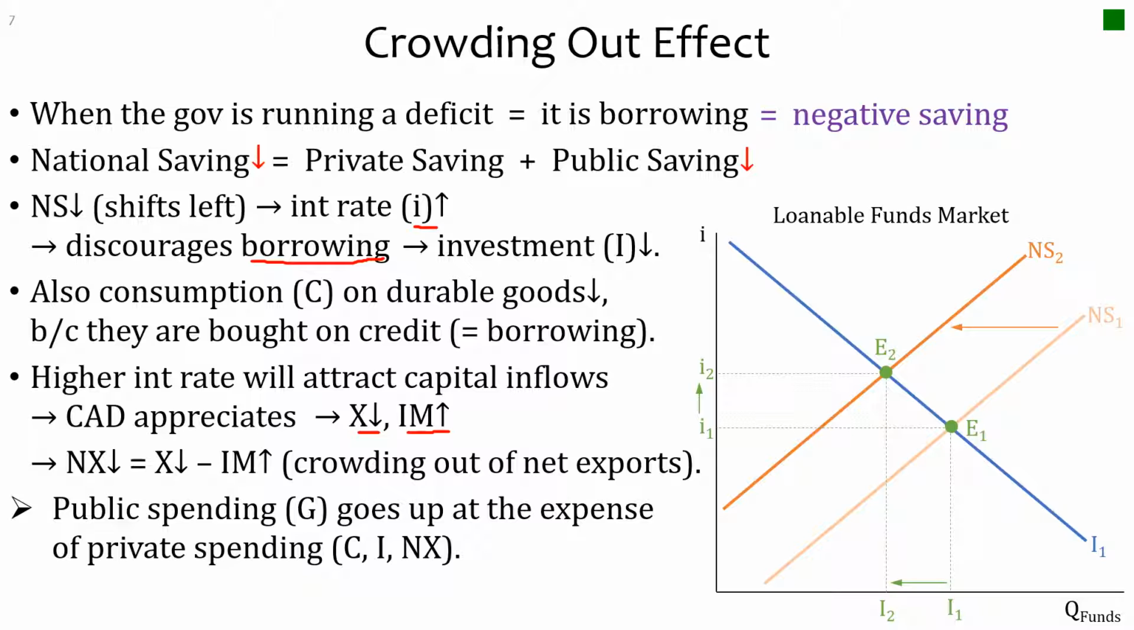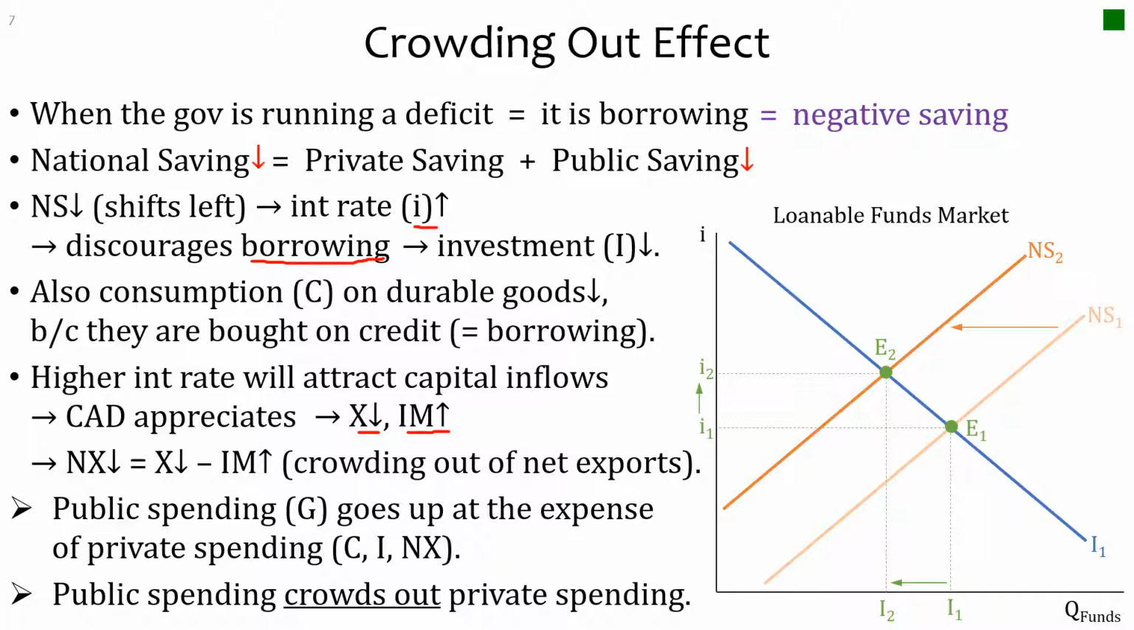Overall, what's happening here is that public spending goes up at the expense of private spending. Public spending means G, remember the formula? Private spending means C, I, and NX. This is called the situation where public spending crowds out private spending. Okay, this is an extremely important concept. If you need to rewatch it, rewatch it. The whole idea, the central thing here is the idea of interest rates. All of the process relies on this interest rate going up.